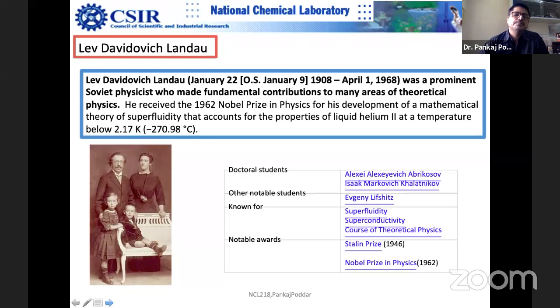But physics became physics from astrology much earlier. That is the only difference, but we all started the same journey. So he is credited with inventing superfluidity, and he got the Nobel Prize for that.